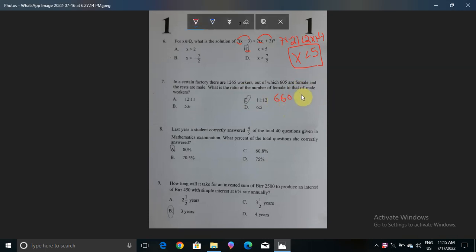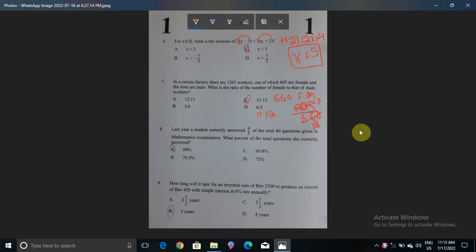Then what we'll make here, female ratio male, so that means 605 over 660. Then here we will divide by 11, and here we will get 12. So that means 11 ratio 12. So our answer is in choice C.